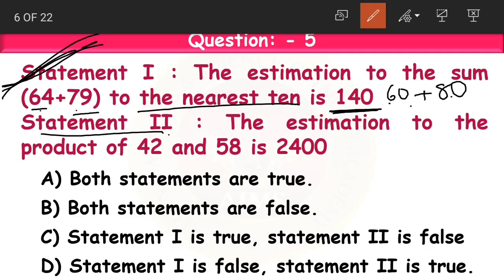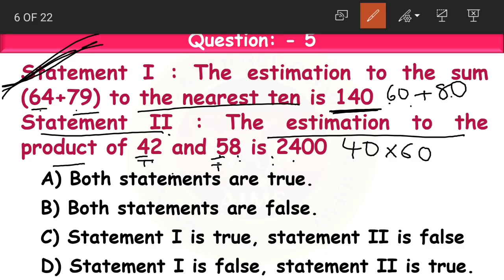Now moving on to statement 2. The estimation to the product of 42 and 58 is 2400. Again, in the question they did not mention whether to estimate to the nearest tens, hundreds or thousands. But in the numbers, both the numbers have tens as their highest place value. So we'll estimate both the numbers to the nearest tens. 42 becomes 40 and 58 becomes what? 60. Yes, 58 is nearer to 60. So 58 is rounded off as 60.